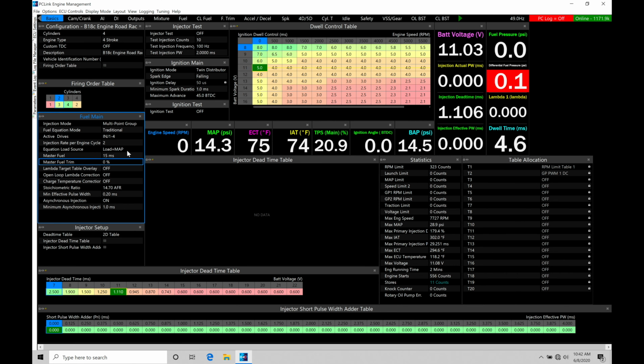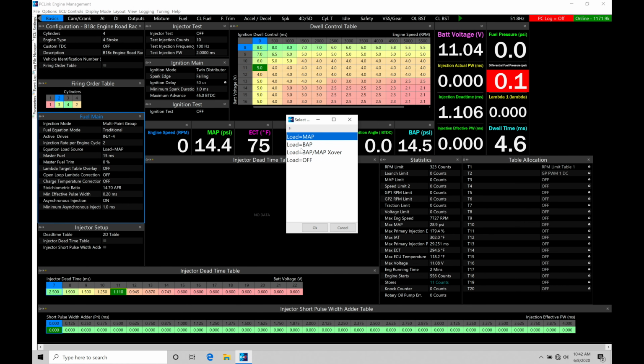We also have our equation load source here. So we have load equals MAP, barrel pressure, or barrel pressure over MAP. These choices will affect our fuel calculations as well. They're going to be very specific to what we select here for our load options. I'll talk about that as well a little bit later in the video, so these options will make a little bit more sense.